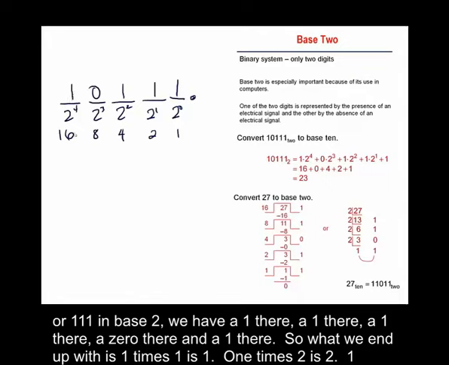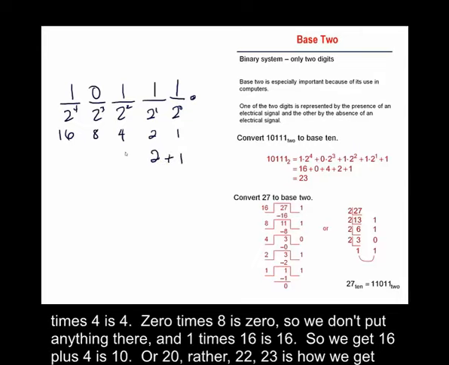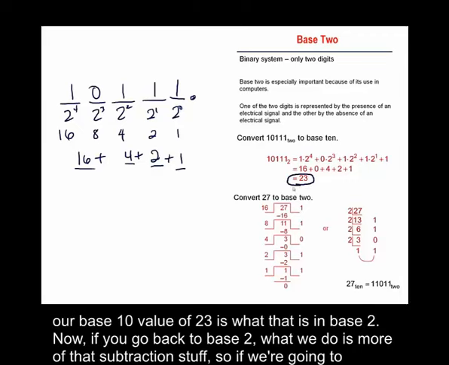So what we end up with is 1 times 1 is 1, 1 times 2 is 2, 1 times 4 is 4, 0 times 8 is 0, so we don't put anything there, and 1 times 16 is 16. So we get 16 plus 4 is 20, 22, 23 is how we get our base 10 value. 23 is what that is in base 2.